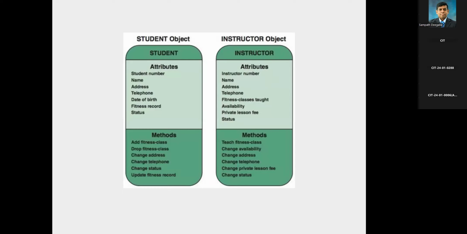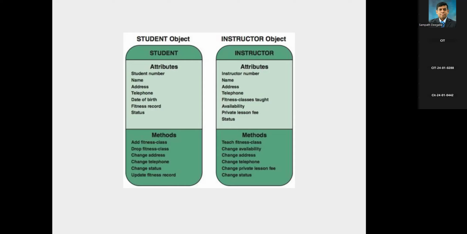Right. Another example here, you will see a student object and an instructor object, and you can see some of these attributes are common, right? Name, address, telephone number. So some attributes are common, which means that sometimes we can create a generalized object from this. But in general, you can have separate objects like this. And what you notice is you have different attributes and you have different methods.